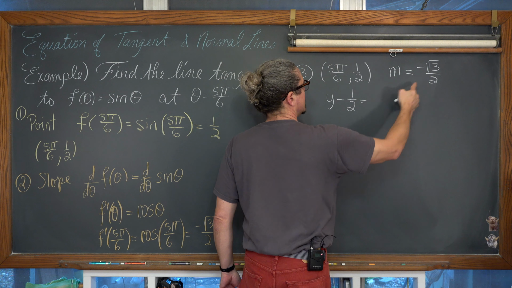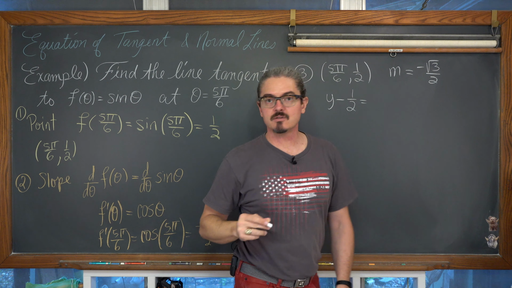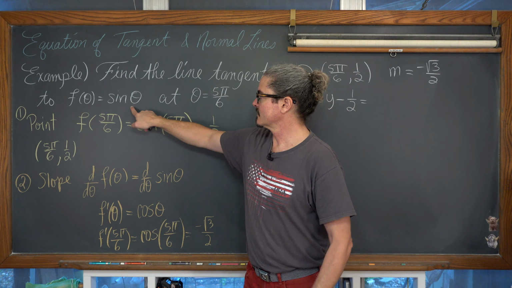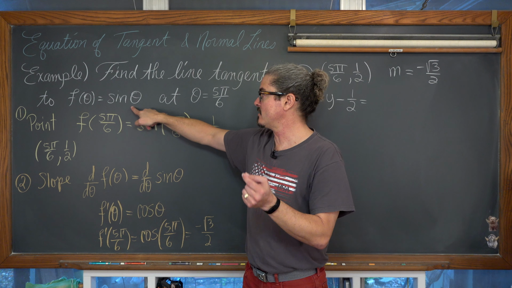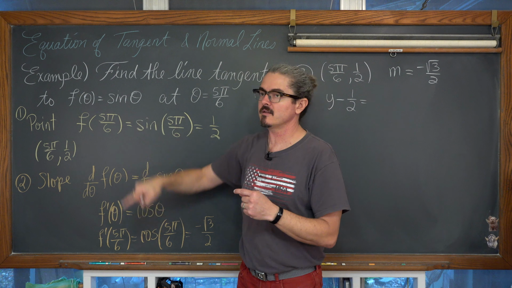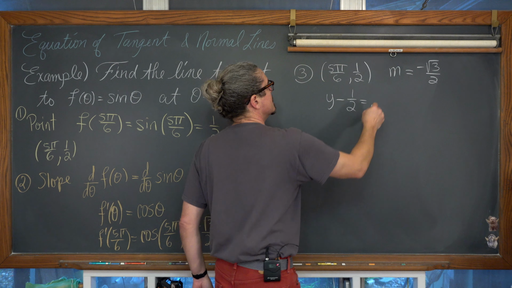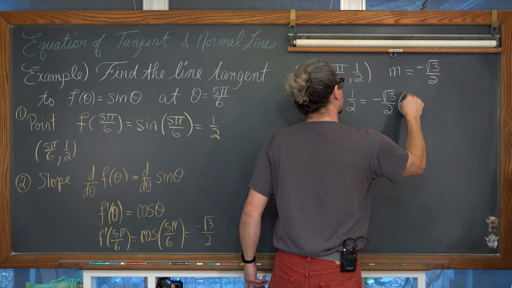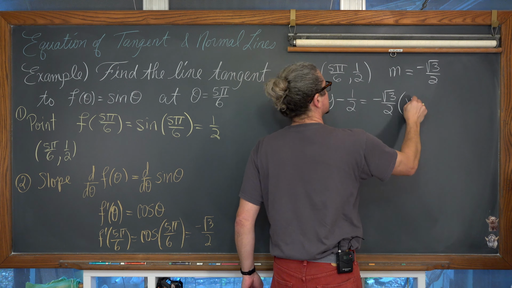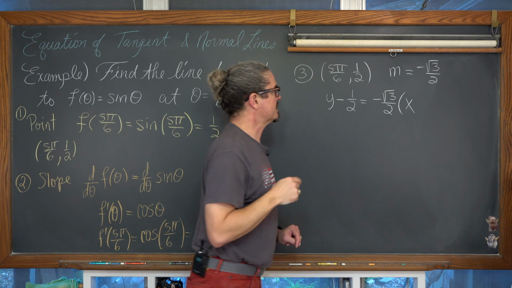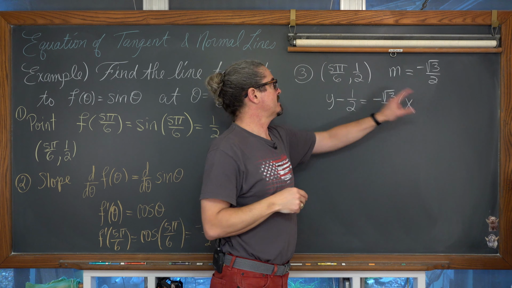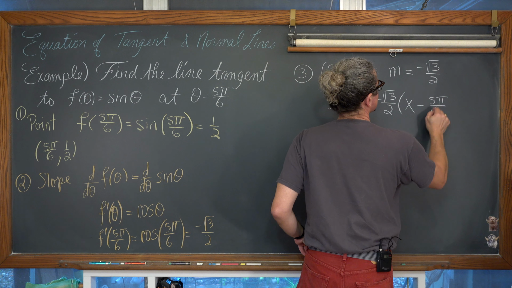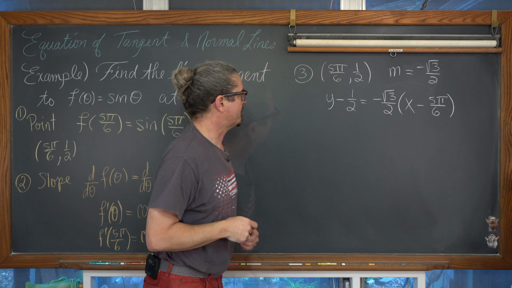We just found that the instantaneous rate of change for the function f of theta equals the sine of theta is negative square root of 3 over 2. That is the slope of the sine function when theta is equal to 5 pi over 6. Then we have x minus x sub 1, so we have x minus 5 pi over 6. And we're going to keep all this in exact format.